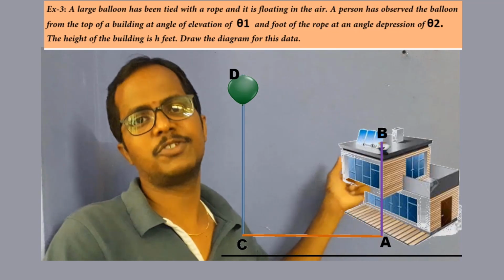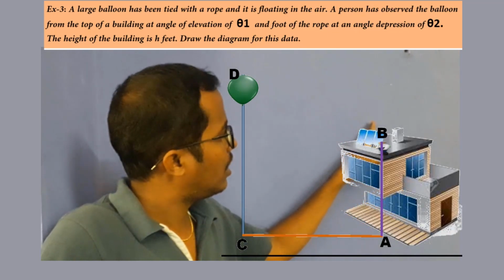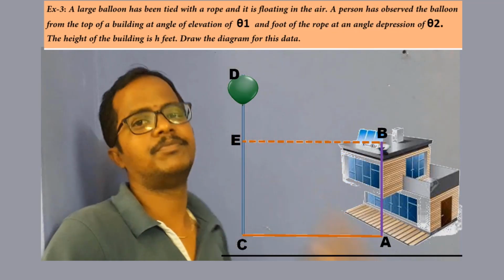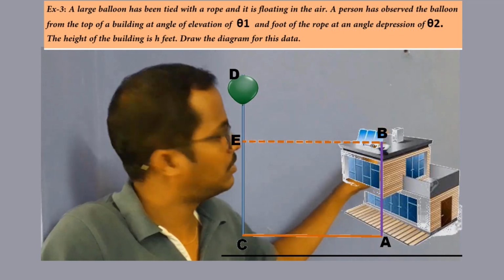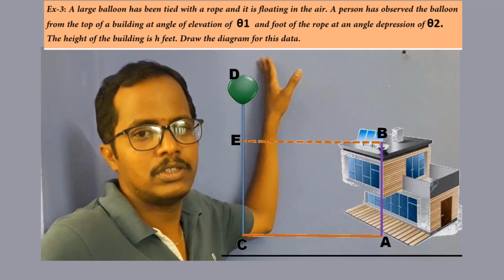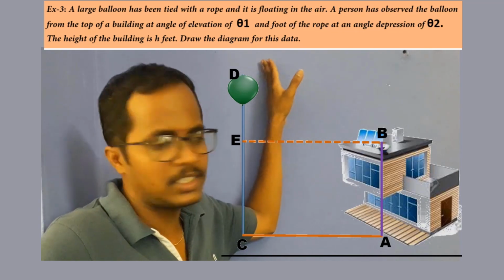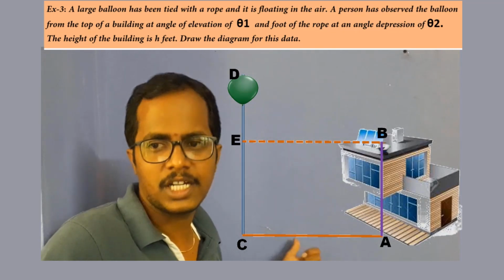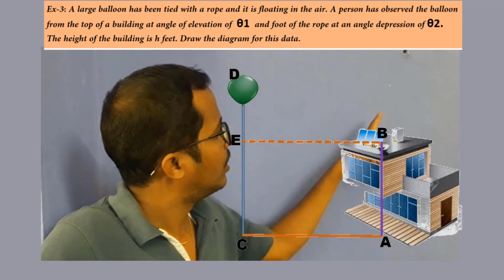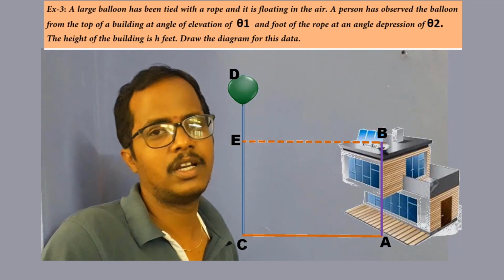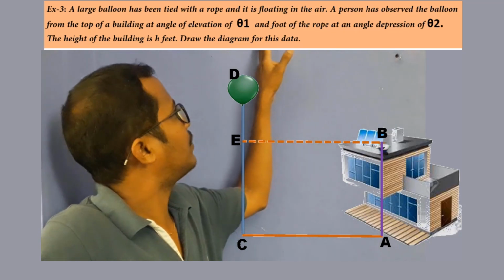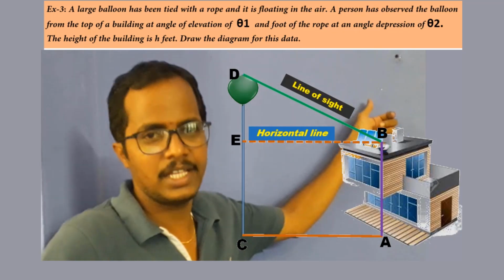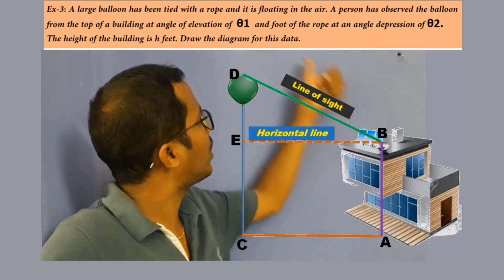From the observer's eye, we need to take the horizontal line. Let us draw the horizontal line from the observer's eye. So let us assume this line as BE. Now the observer is observing the top of the balloon with an angle of elevation theta 1 and the observer is observing the foot of the rope with an angle of depression theta 2. So let us draw the lines of sight. Now the observer is observing the top of the balloon, so let us join the observing point and the observer's eye with a line segment. This line segment is known as line of sight.